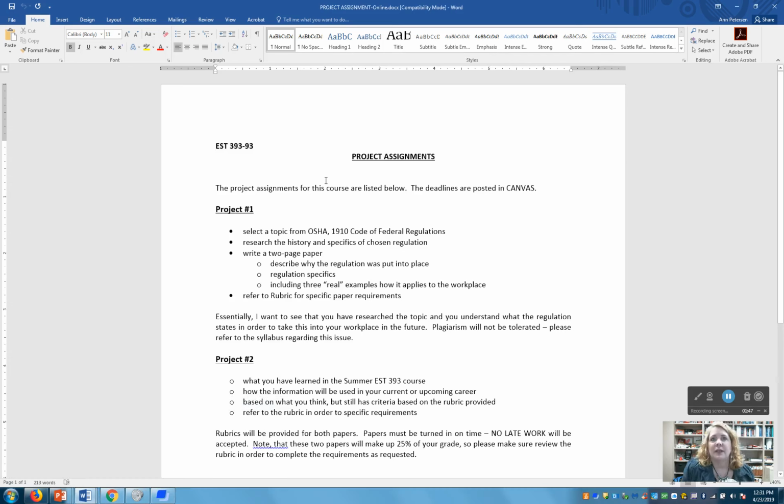Once you have your topic chosen, project part 1 is that you are going to be talking about that topic. You're going to research the history and the specifics of whatever regulation you decide you're going to write on. We will write a 2-page paper with regard to that, describing why the regulation was put into place, the history of that. You want to make sure that you talk about the regulation specifics and what that regulation is about. And then the last part is that you include 3 real world examples of how this applies to the workplace.